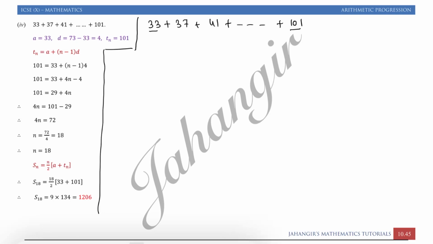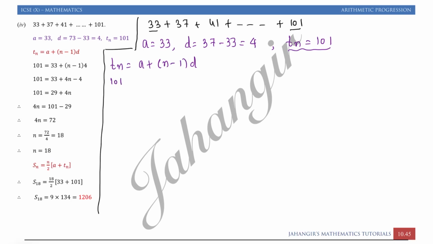So here first we will write the information. A is equal to the first term, 33, the sequence starts from 33. Its difference is 37 minus 33, which is equal to 4, and my last term Tn is 101. I don't know after how many terms I am going to get 101. So first we have to find the number of terms using the formula for Tn, that is A plus n minus 1 into d. So my Tn is 101, A is 33 plus n minus 1 into d, which is 4.